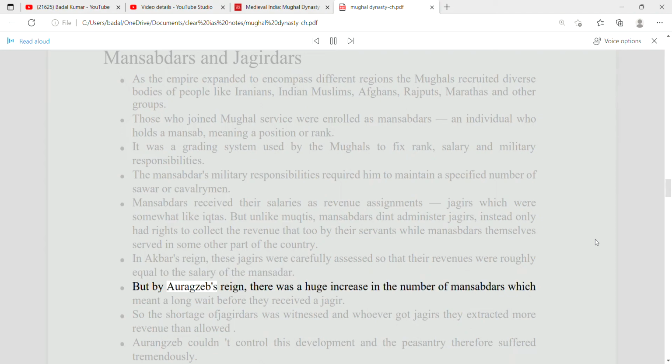But by Aurangzeb's reign, there was a huge increase in the number of Mansabdars, which meant a long wait before they received a jagir. So the shortage of Jagirdars was witnessed, and whoever got jagirs, they extracted more revenue than allowed. Aurangzeb couldn't control this development, and the peasantry therefore suffered tremendously.